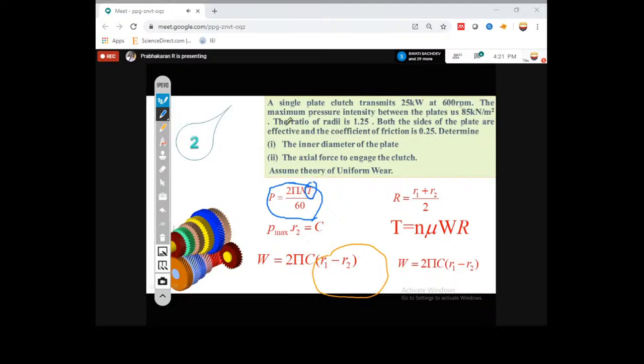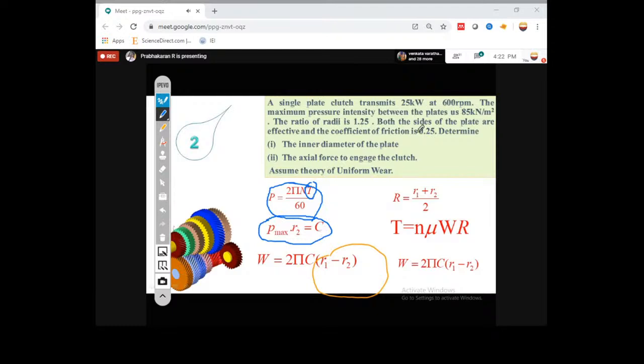Next, the maximum pressure intensity between the plates is 85 kilonewton per meter square. Just understand, I already defined that the maximum pressure will be attained on the inside. C equal to P max into R2. The pressure is applied on the inside, so definitely the pressure intensity will be maximum on the inside. We know the relation that pressure is always inversely proportional to the radius, so from that relation you get the formula C equals P max into R2.